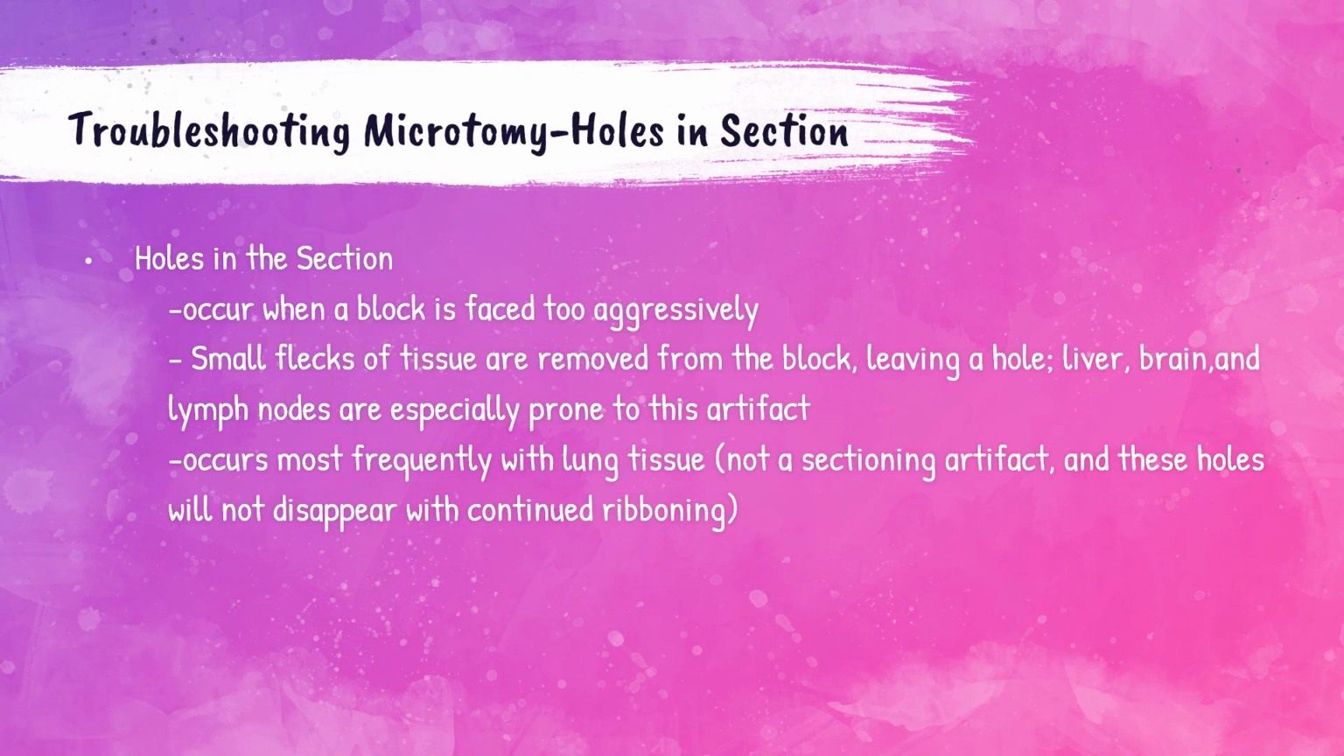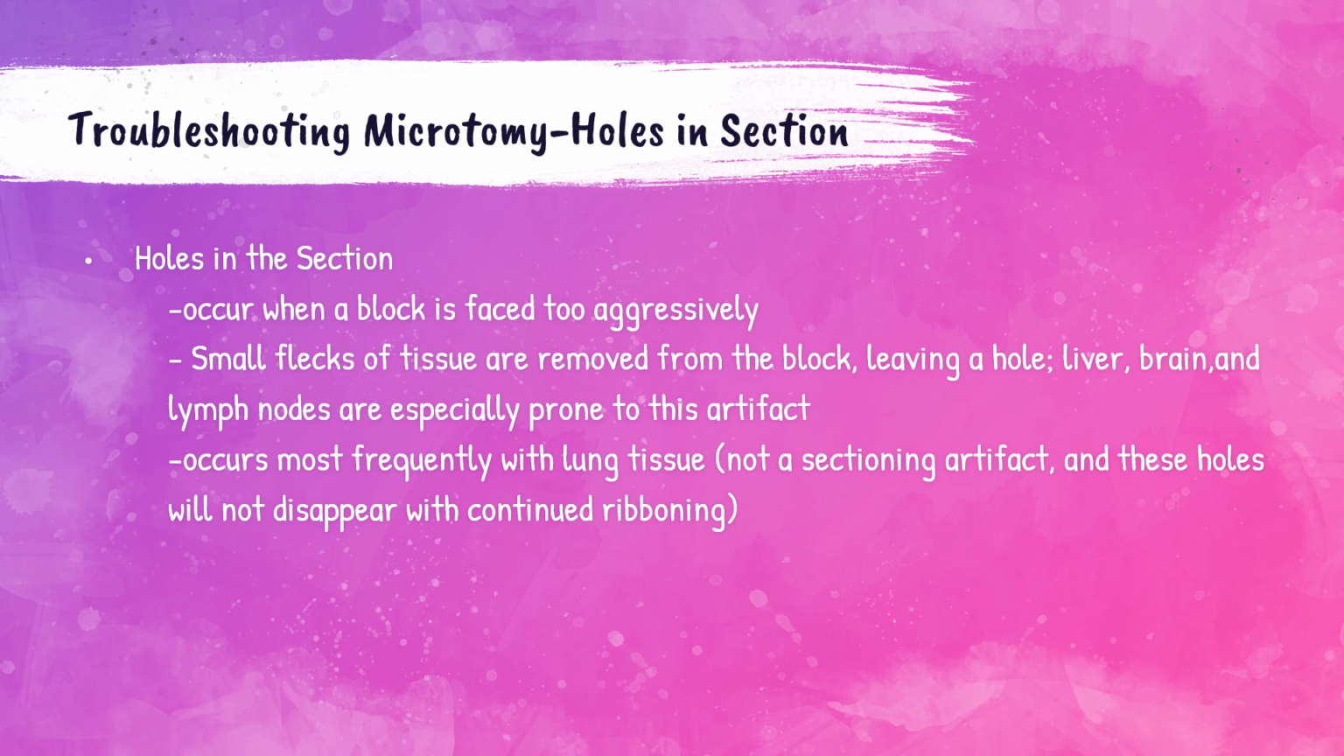Holes can occur in the tissue section, and this is caused by facing the tissue block too aggressively. Small flecks of tissue are removed from the block, leaving a hole. Liver tissue and tissues of the lymph node are especially prone to holes occurring from this error. When holes are seen in the specimen and are the result of artifact from improper sectioning, the holes will decrease in size in each successive ribbon until they finally disappear.